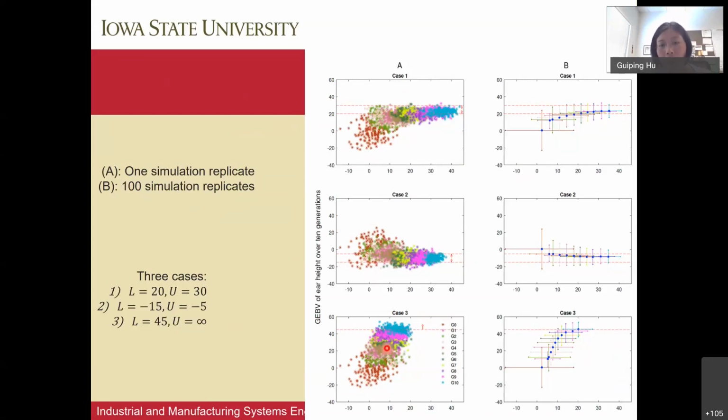As you can tell, as the generations go, the first trait, yield, is improving over generations, and we are gradually moving to the range that we are targeting. This is one simulation replicate. This is 100 simulation replicates. When we did 100, we took the mean. We are plotting the mean as well as the standard deviation, the range, for both traits. This is for the yield trait and this is for the height trait.